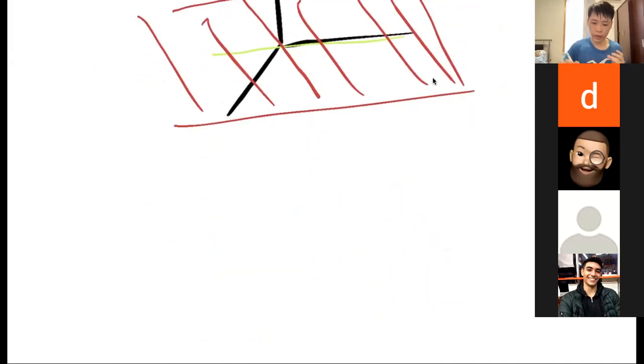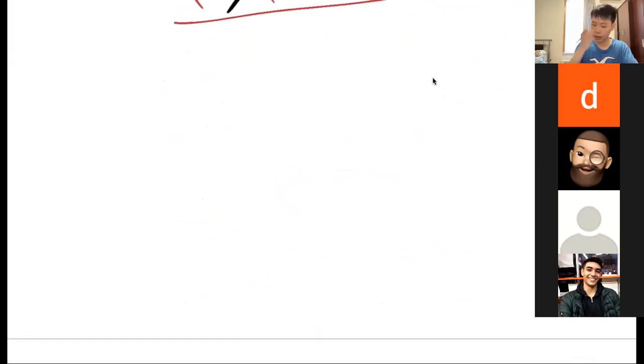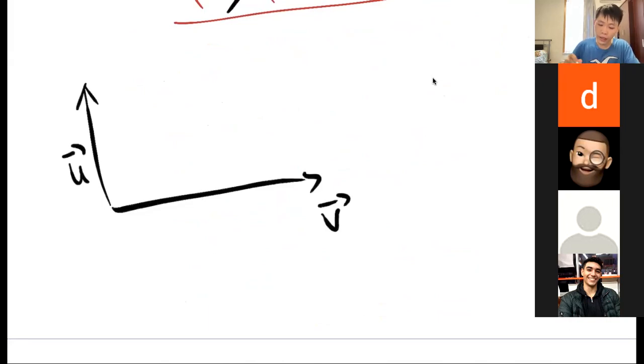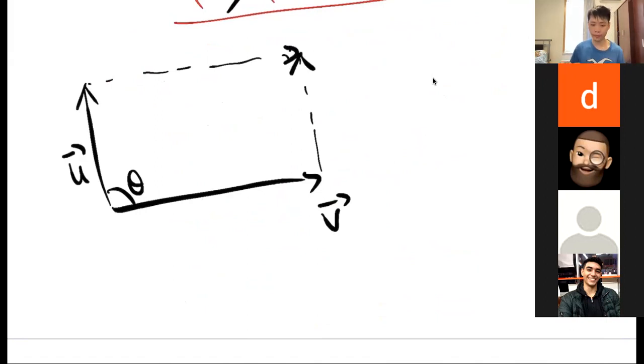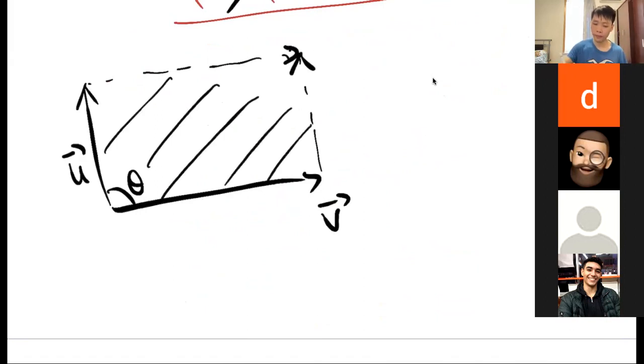I think we're running out of time. The next thing I want to talk about is how the inner product is related to the size of the vectors. When you have vector u and vector v, the angle between the two vectors is theta. You form a parallelogram using edges v and u. This is a parallelogram.